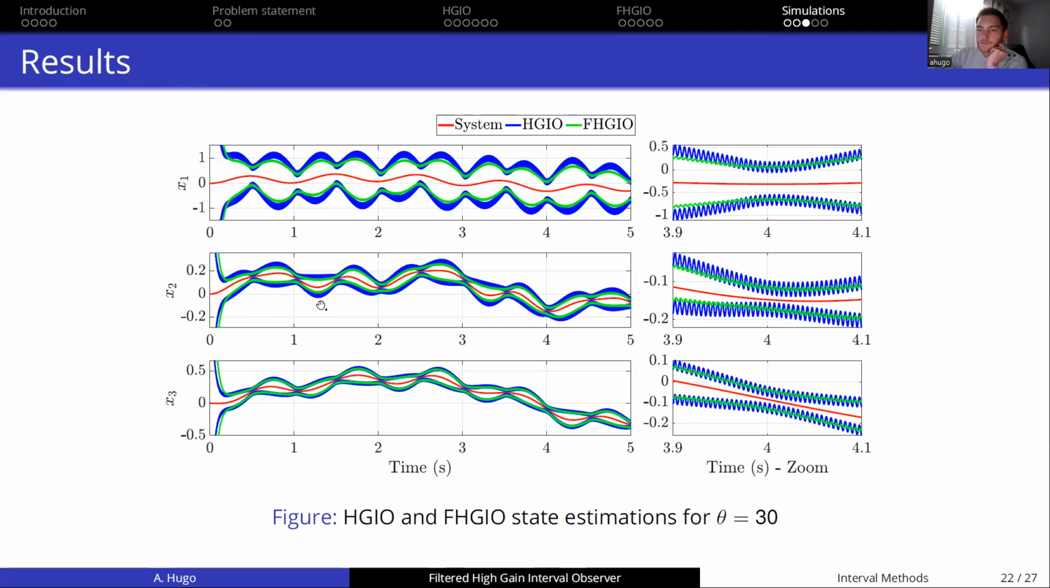Through this example, we have seen that the eigenparameter is able to tune the convergence speed and the interval width up to a certain limit, of course, and that the filter is effective if it is tuned correctly.